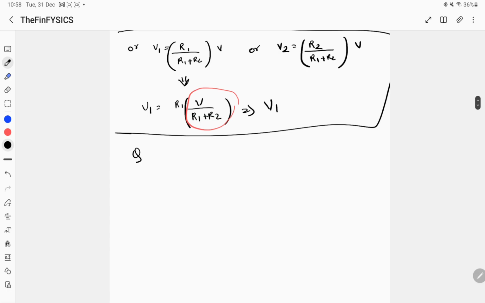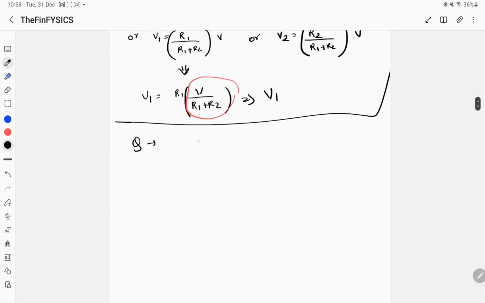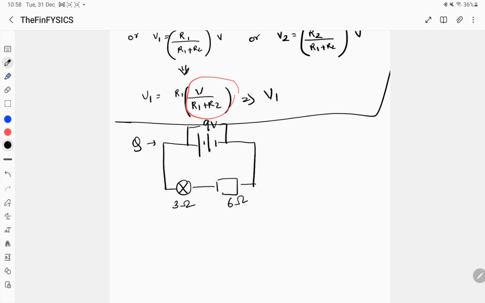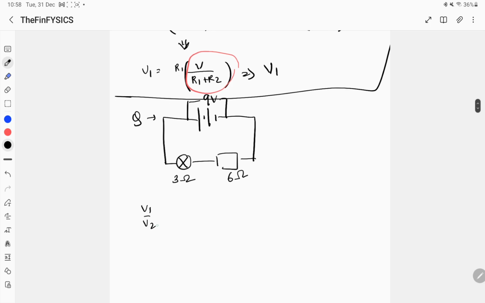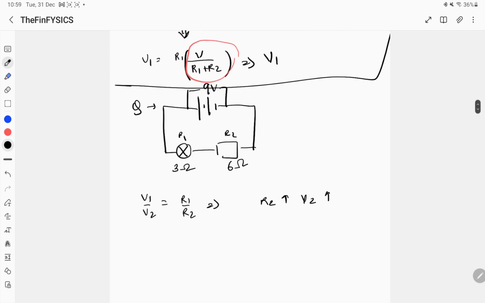Okay, so if I give you a very simple question, let's go. So if I have a power supply and then I have a bulb which is 3 ohm, this is 6 ohm, and my voltage is 9 volt. We said V1 upon V2 is R1 upon R2, right? It's very clear that let this be R1, let this be R2. Since my R2 is more, V2 has to be larger. Correct?